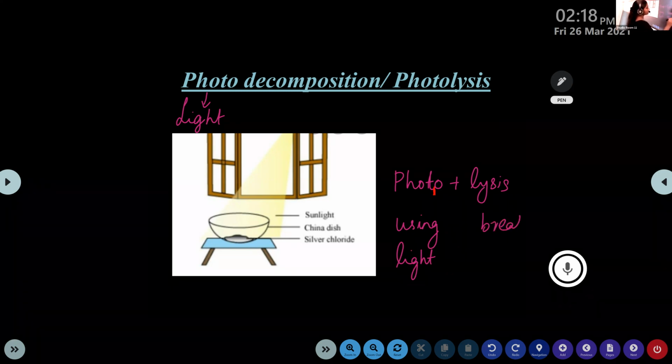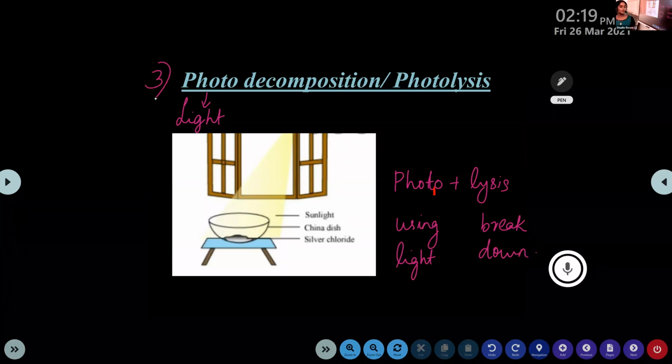So this is the third type of decomposition reaction. First one, it's due to heat, that is thermal decomposition. And the second one, it is due to electricity. It is electrical decomposition or electrolysis. And the third one, it is due to light. It is photo decomposition or photolysis. Clear?